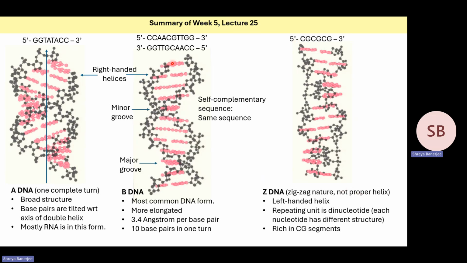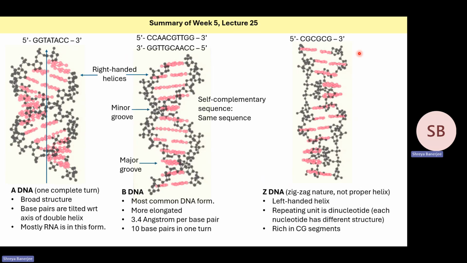You can see A and B are clearly helical, but Z-DNA is kind of like a zigzag structure. And it is also the only DNA molecule which has a left-handed helical structure. Both A and B DNA, both the helices in the double helical structure are right-handed helices, but in Z-DNA it is left-handed helix. And the other thing is that in A and B DNA, the monomeric unit is a nucleotide, a single nucleotide. But in Z-DNA, the monomeric unit or the repeating unit is a dinucleotide.